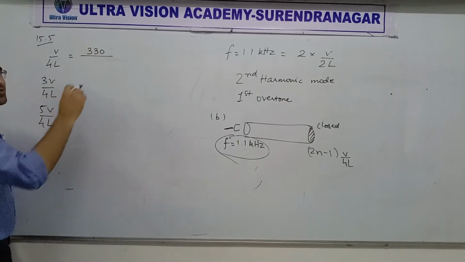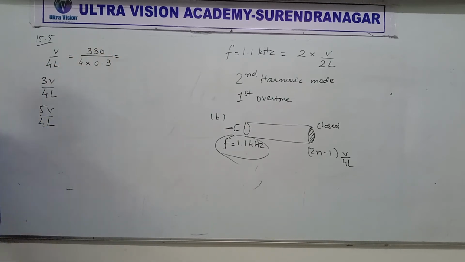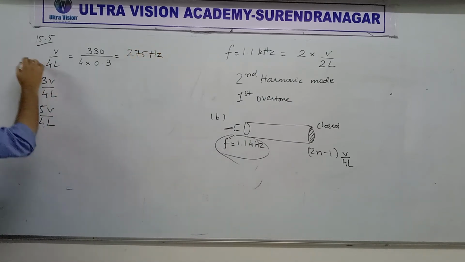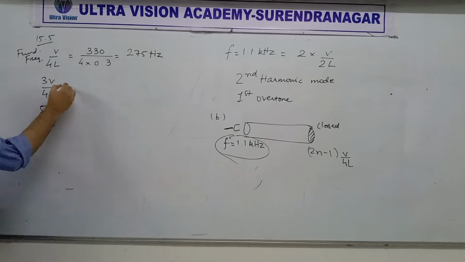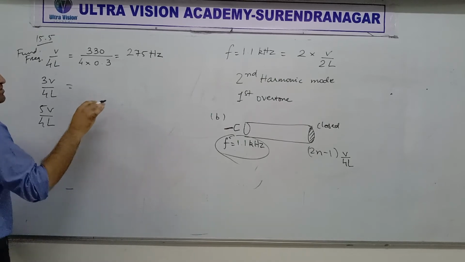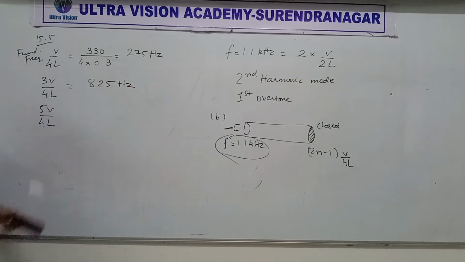330. Speed of sound 330, divided by 4 times length 0.3. How much will this be? Come on everyone. 275 Hertz. Correct. So this is the fundamental frequency, 275 Hertz. Now, what will be this one? See, this is into 3. So 275 into 3, 600 and 825. Isn't it? Clear or not clear? 825.